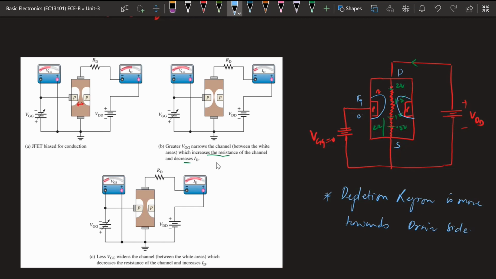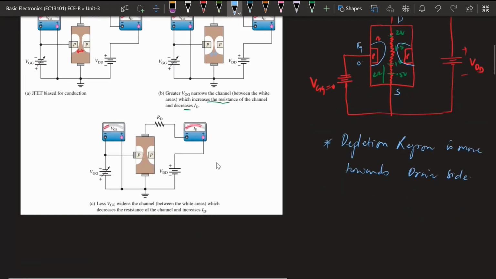Okay, so we were talking about the gate to source voltage. As we are increasing the gate to source voltage, the depletion width is going to reduce. So this is the depletion width. In the further case, if we apply a gate to source voltage less than this one, it is the case of greater VGS, and this is the case of lesser VGS.